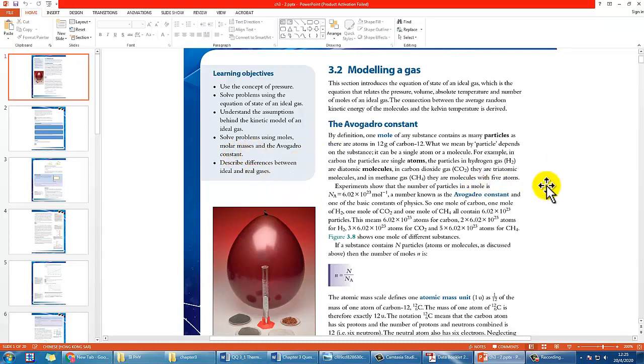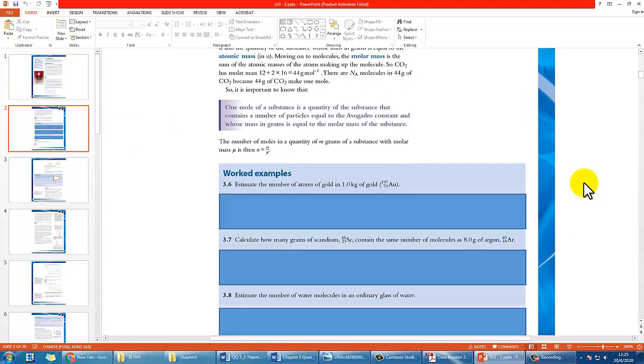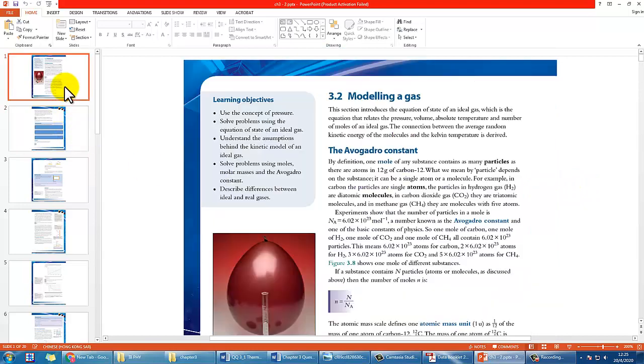So right now, what I want you to do is try to read the first page and the second half page of this chapter in the textbook. You may want to pause the video now and we'll go through some key concepts.